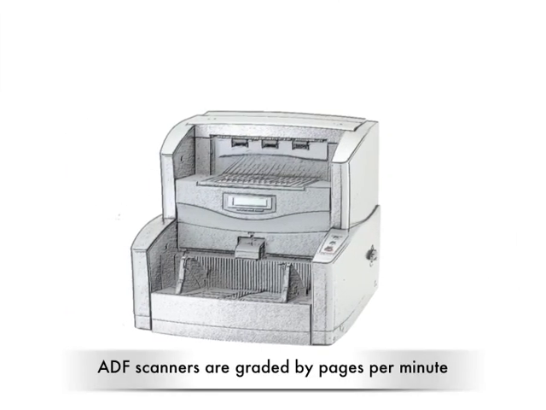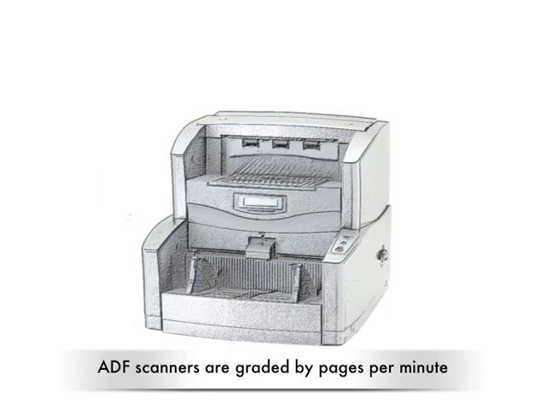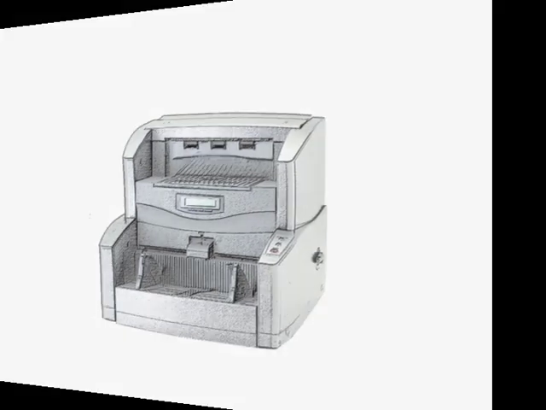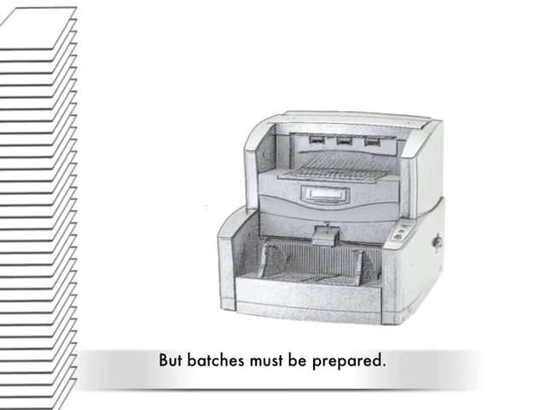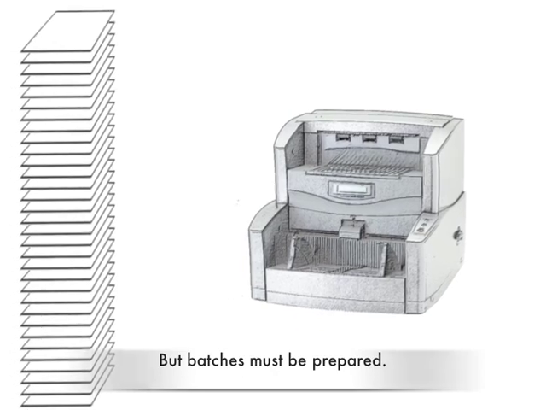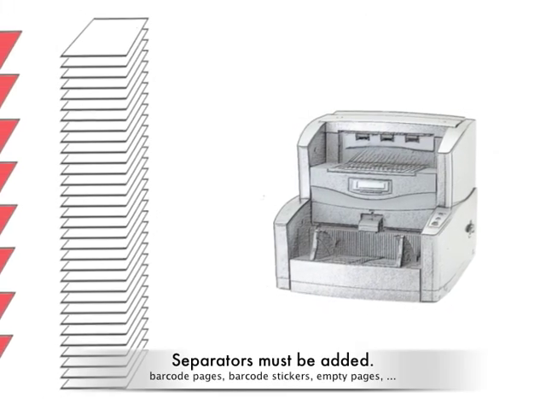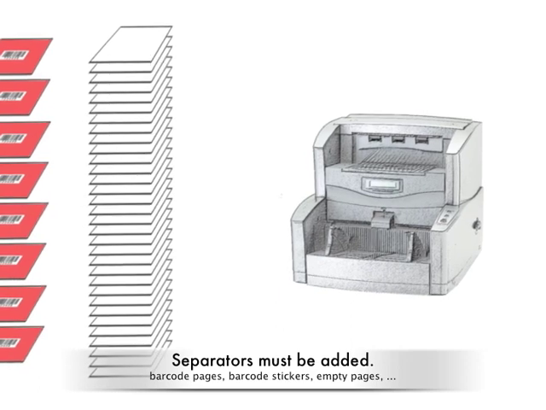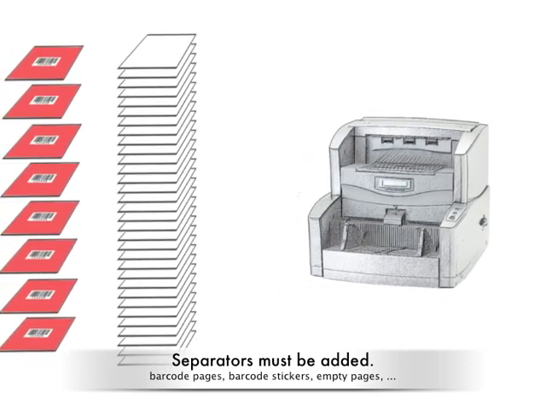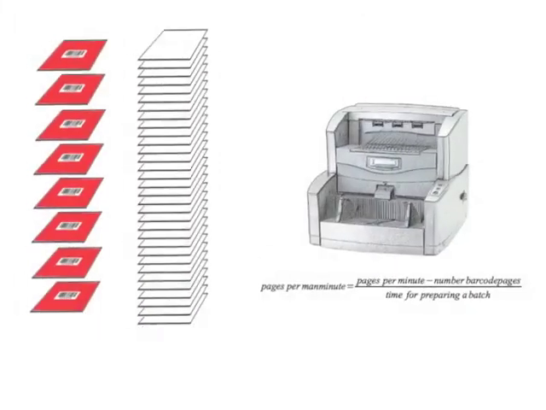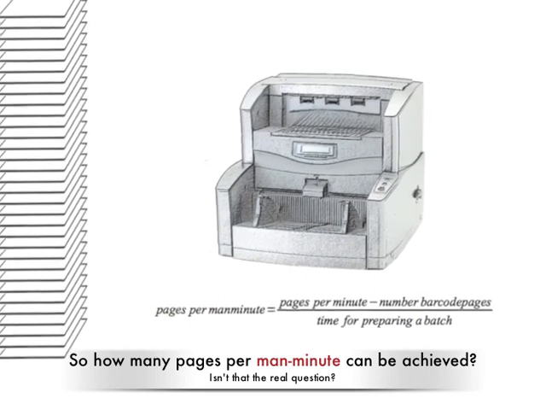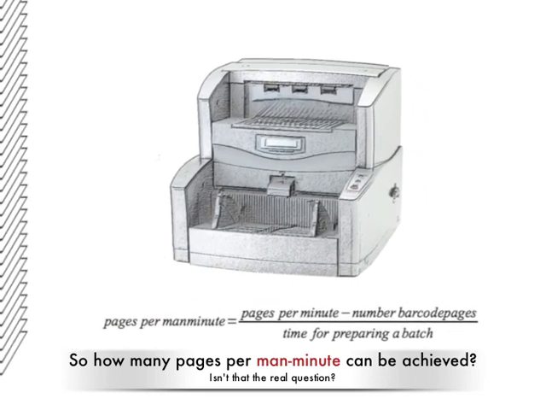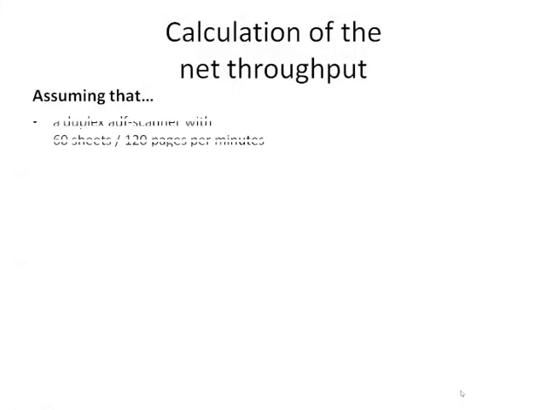ADF scanners are graded by pages per minute, for example 60 pages per minute. But the batches you intend to scan must be prepared, so you have to remove staples and clips. Additionally, you have to use barcode pages or something else to separate the single documents. Taking all these into account, how many pages per man-minute can really be achieved? So let's make a calculation of the net throughput.